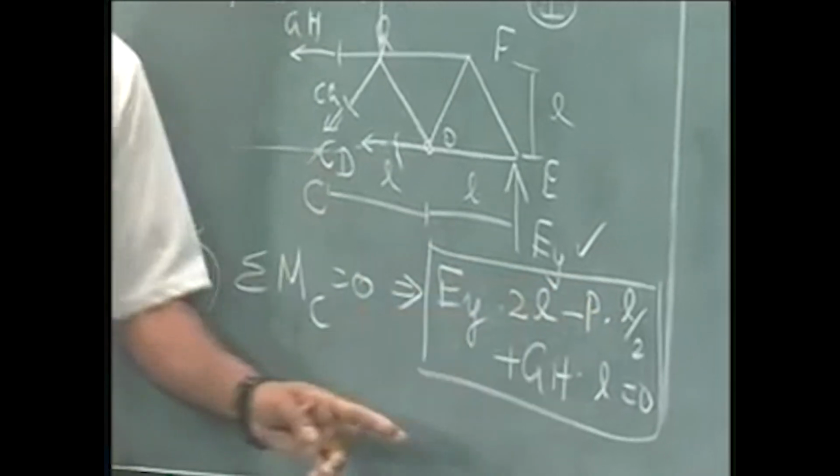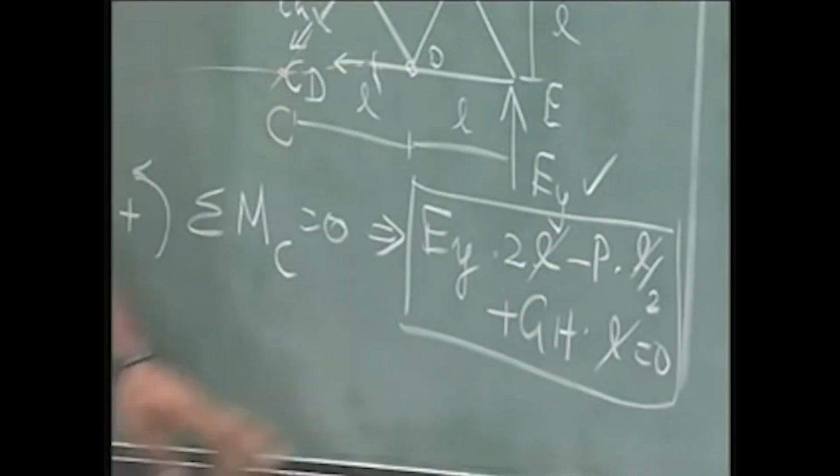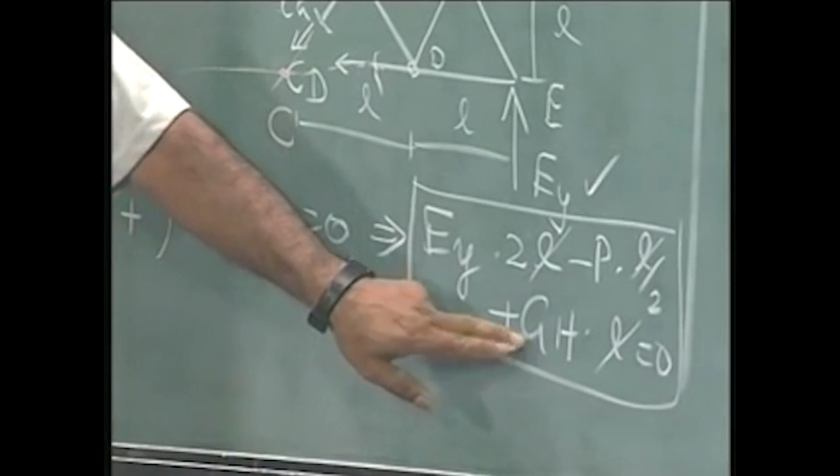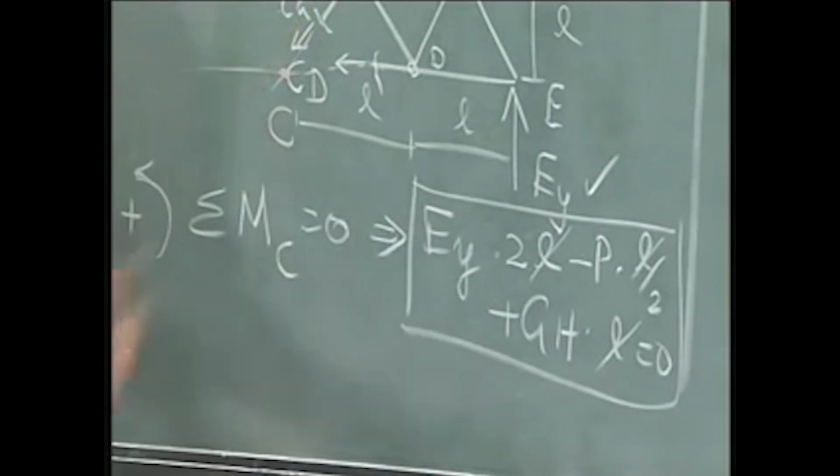I know L. In this particular case I need not know L also. I can find out GH to be nothing but P minus 2EY. Simple, alright.